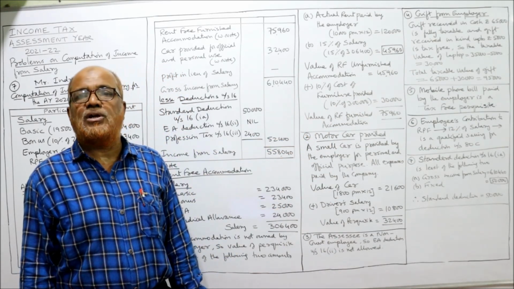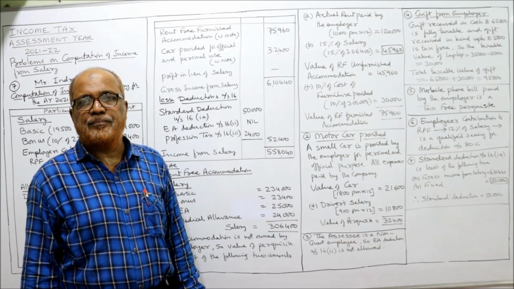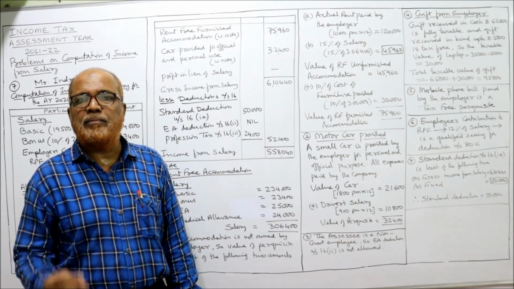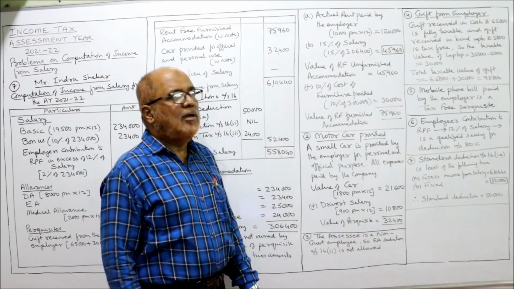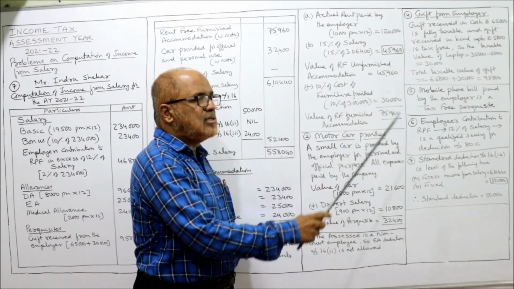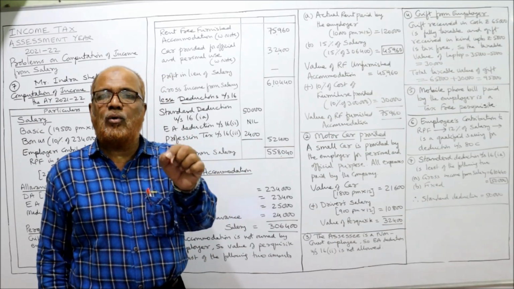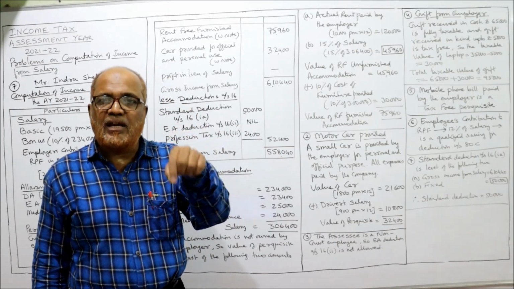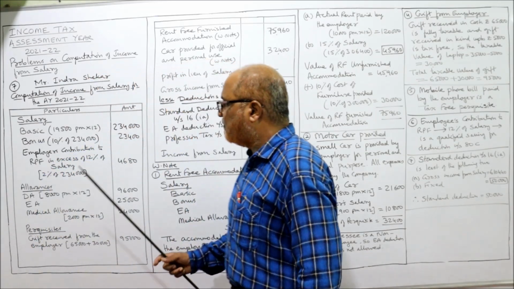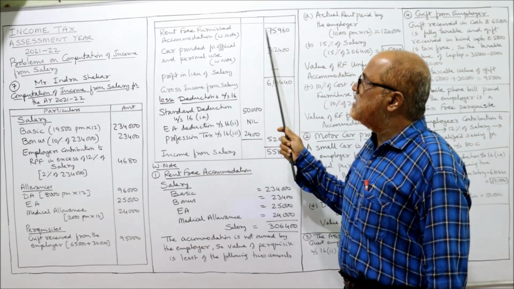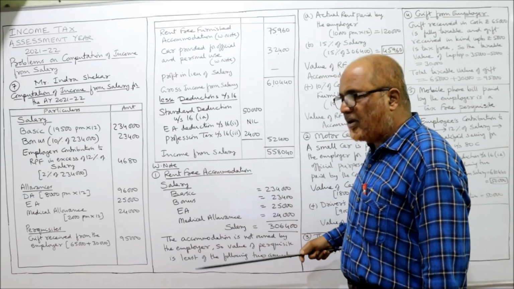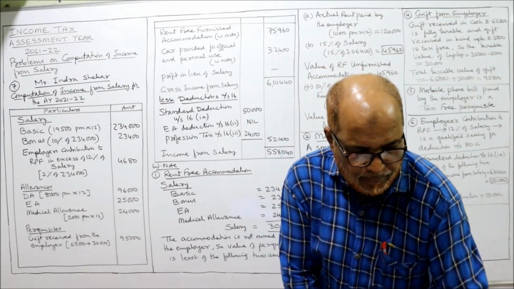Add 10% of the cost of furniture. The cost of furniture is given in the problem, 3 lakh. So 10% of 3 lakh is 30,000. Now you add up. 75,960 is the value of rent-free furnished accommodation. Now take that 75,960 here. This is the value of rent-free furnished accommodation we have calculated in the working note.